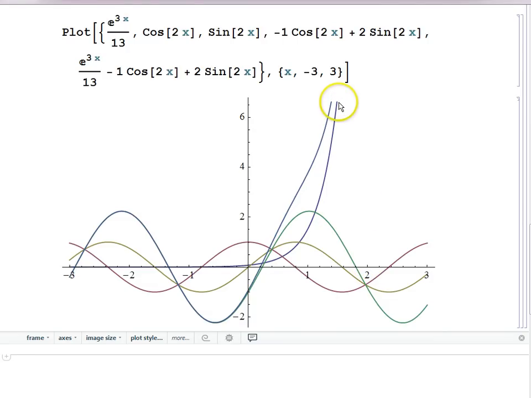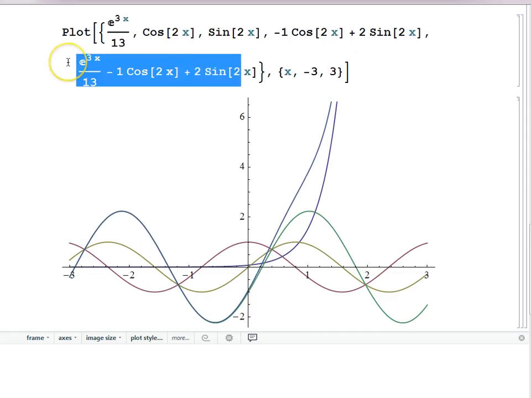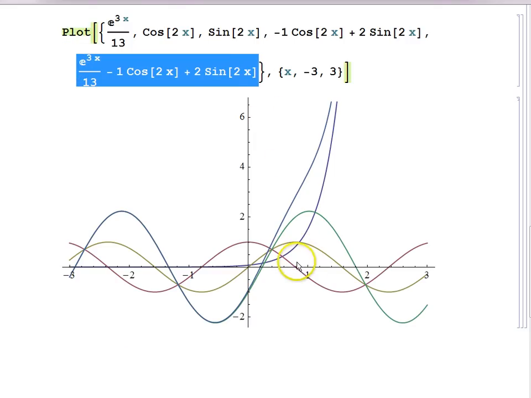All right, so this curve right here is the e to the 3x. That's what exponential growth looks like, right? This yellowish green and this purplish color are two oscillating ones. The green one is this solution, and notice that this blue one, which is the combination of the two solutions, is the full solution that solves the whole equation.